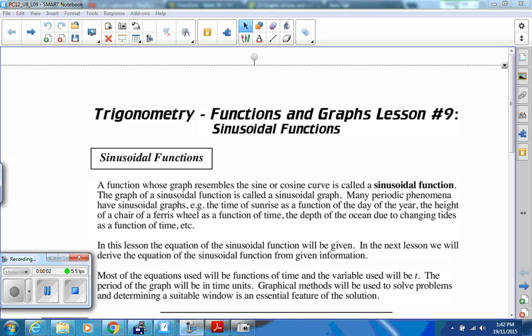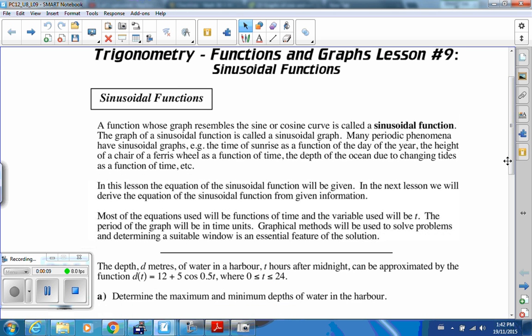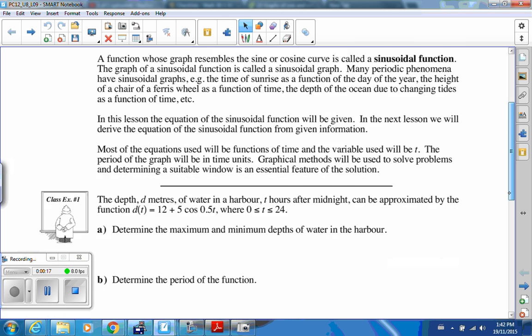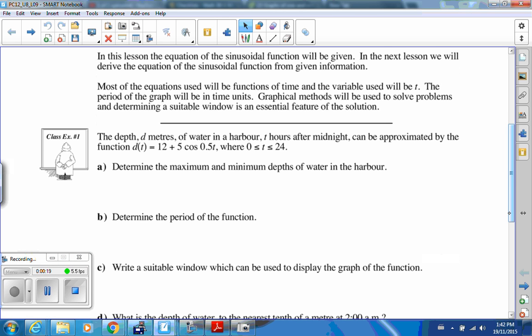All right, so this is lesson 9. It's probably one of the more challenging ones. Here we have to take real life things like sunrise, or the height of a Ferris wheel, or the depth of the ocean and changing tides. Those things will be modeled in the real world as trig functions.